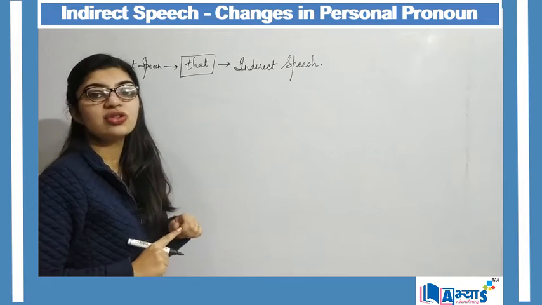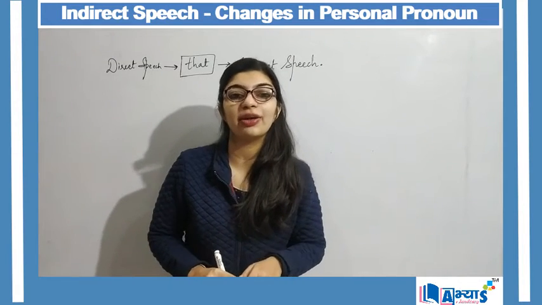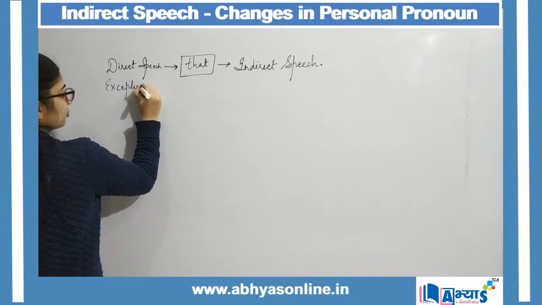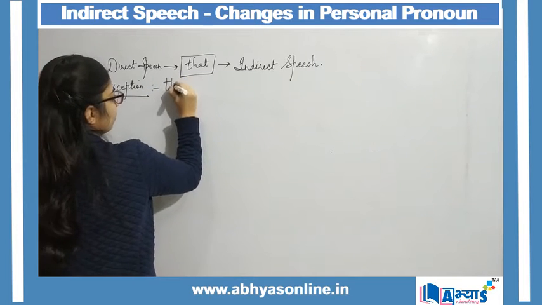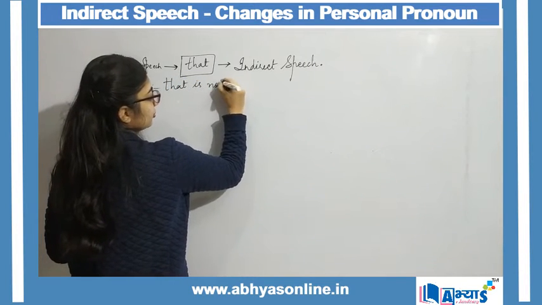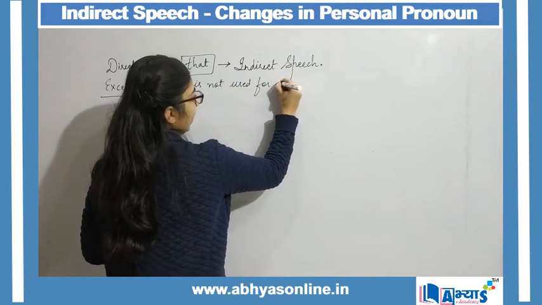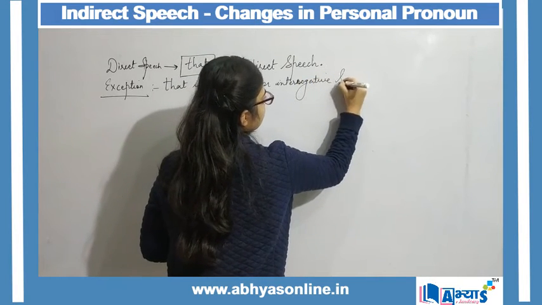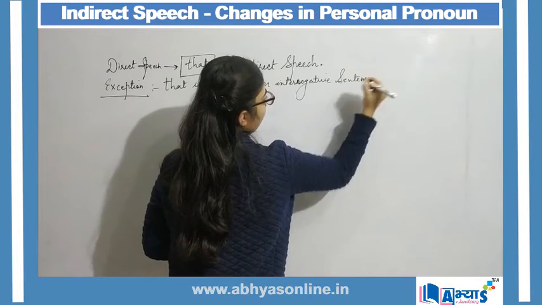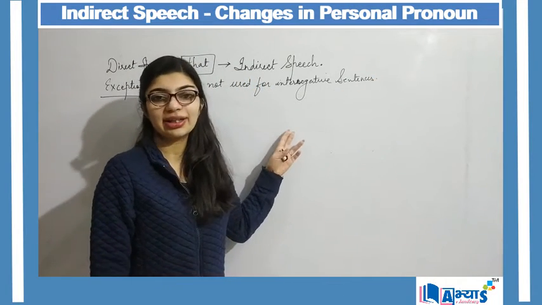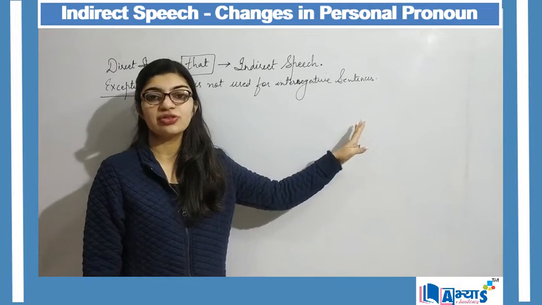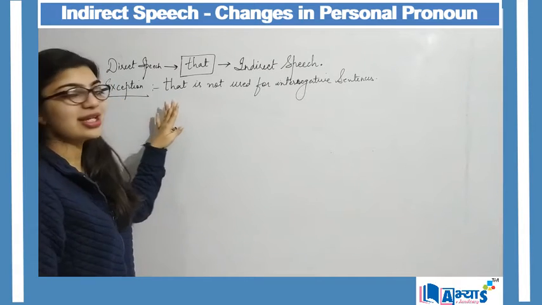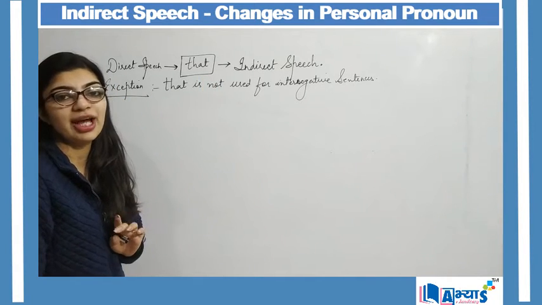That is not used in just one case. That case is of interrogative sentences. Exception is that is not used for interrogative sentences. So whenever we are converting a direct interrogative sentence to an indirect form, in that case that is not used, and leaving this case, in rest all the cases we make use of that.